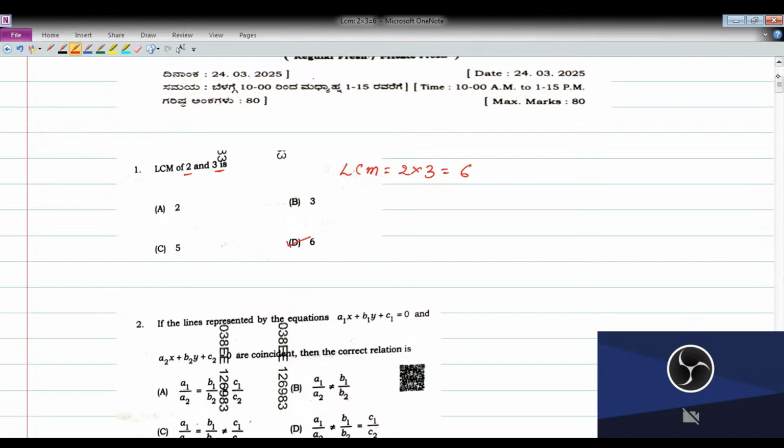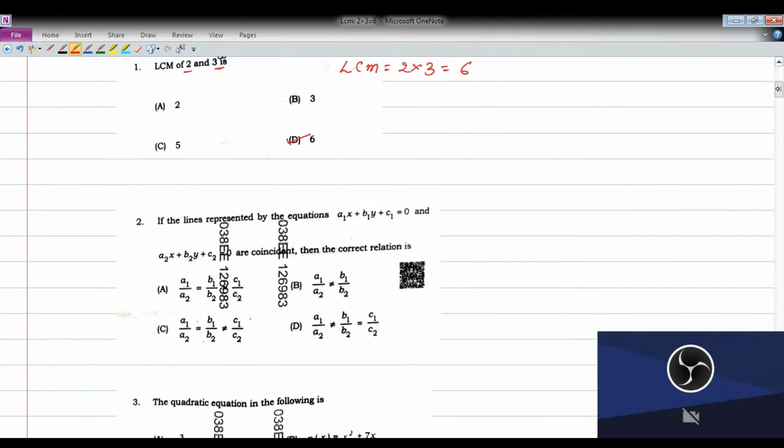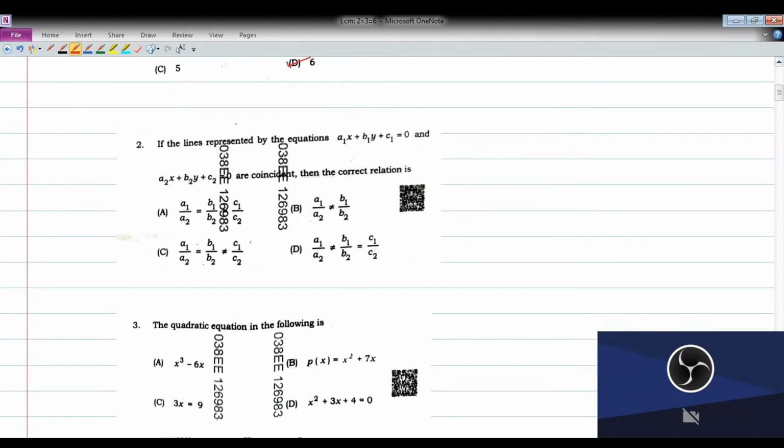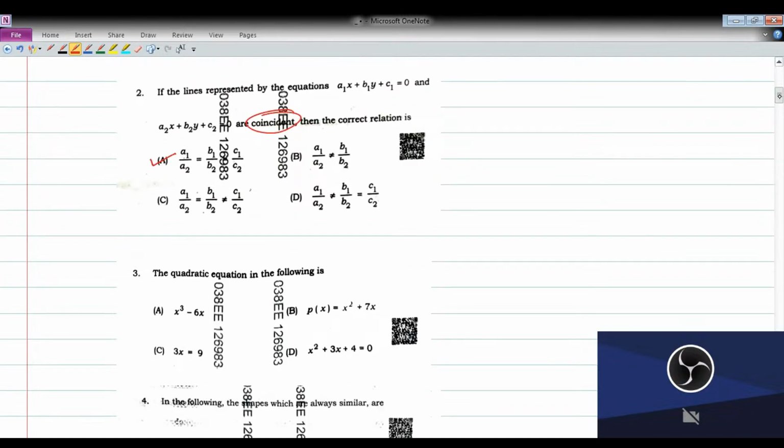Now I am going to take the second question: if the lines represented by the equations a1x + b1y + c1 = 0 and a2x + b2y + c2 = 0 are coincident, then the correct relation is... The given equations are coincident. They are coincident only if the ratios of the corresponding terms are all equal, that is a1/a2 = b1/b2 = c1/c2. Therefore option A is the correct answer.